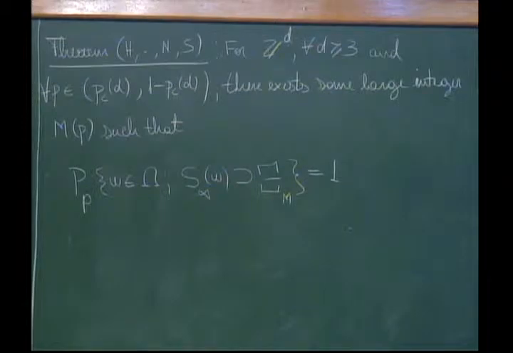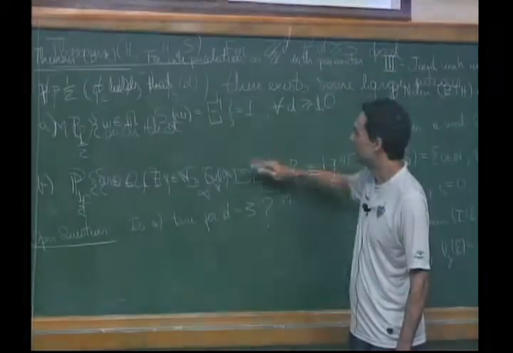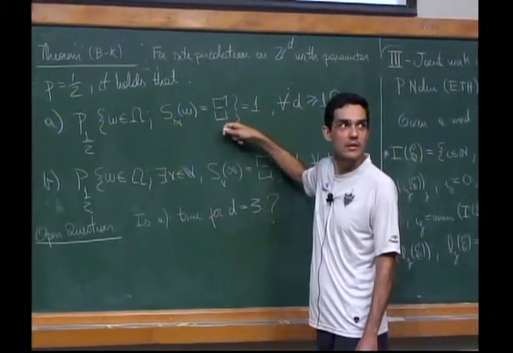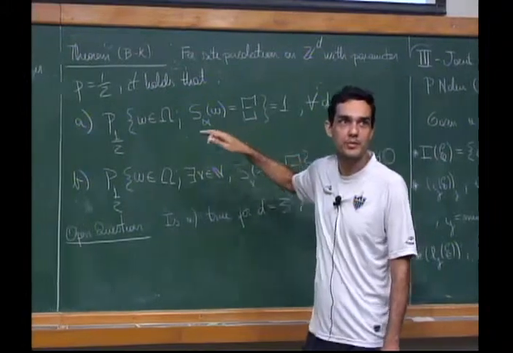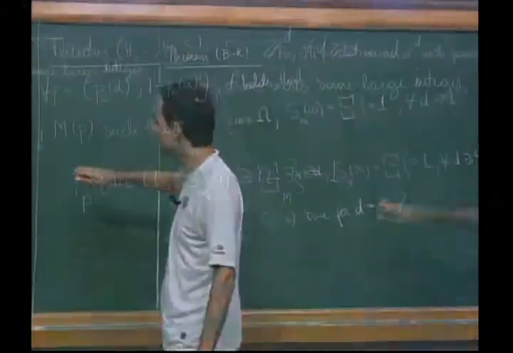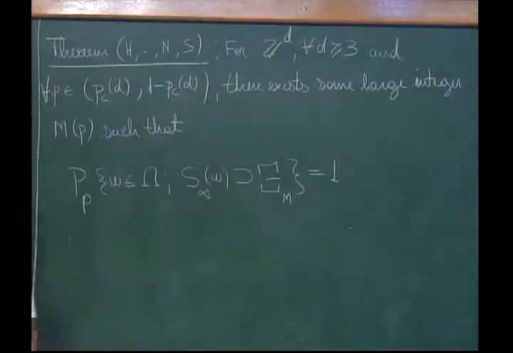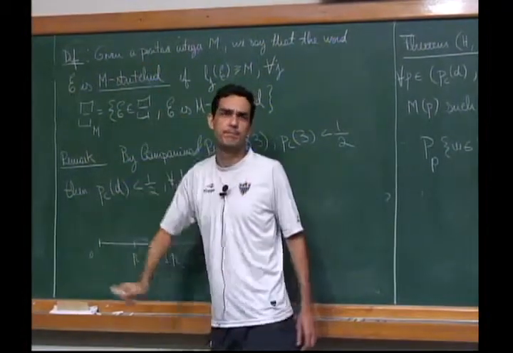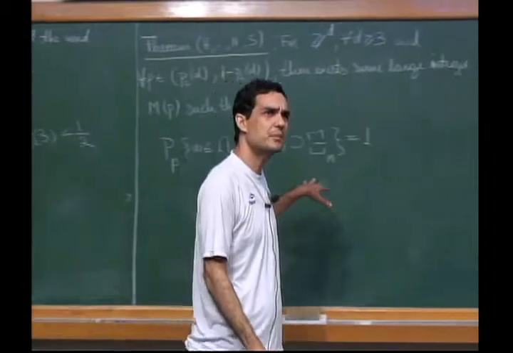That is, we are not able to prove the open question. We can see all words, but we have a partial result. We can see all m-stretched words for some large m. Is the statement of the result clear?